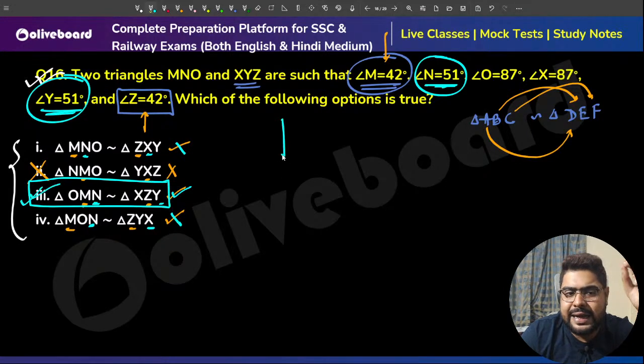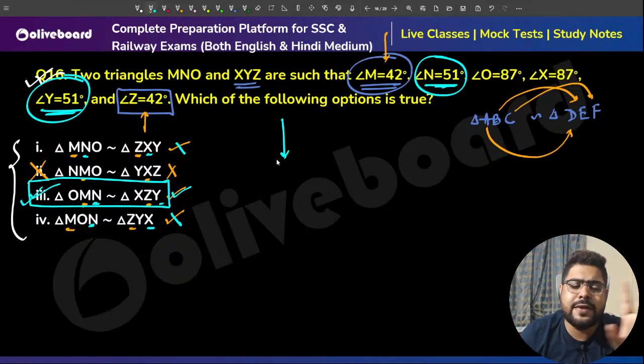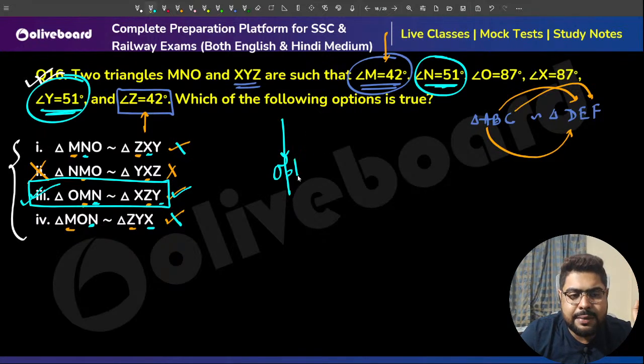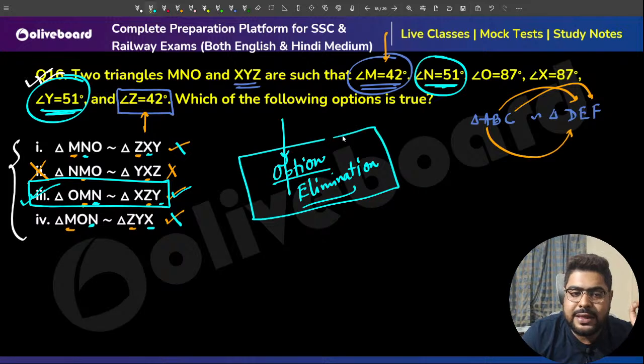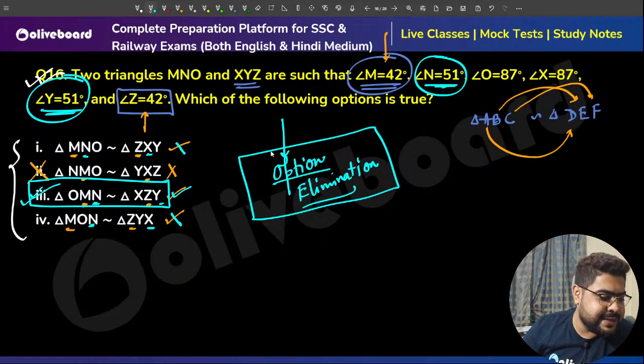Okay, again, this type of question, do not solve anything. Use option elimination. Sometimes it is better to eliminate the option rather than selecting the options. Please understand.